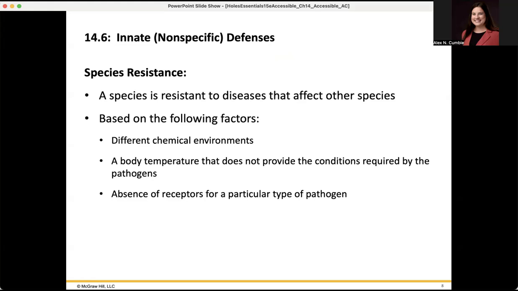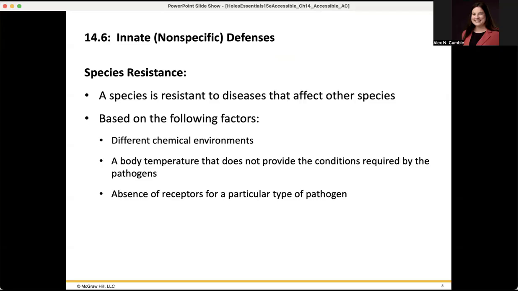So let's look at those innate non-specific defenses first. One is species resistance. And simply what that means is that if there is a pathogen infecting one species, a lot of times it cannot jump to the other species, okay? There are examples where this does happen for sure, right?